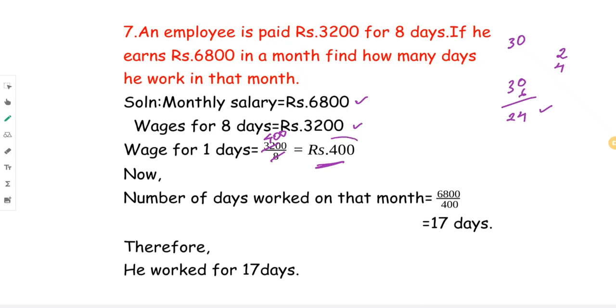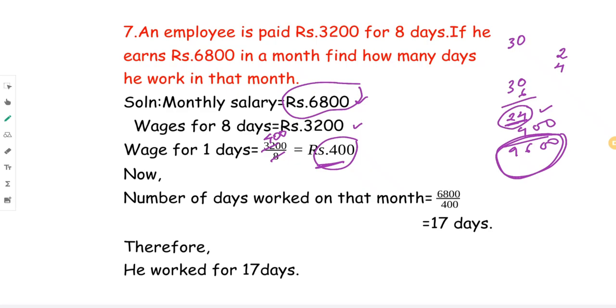And then how much does he earn in a day? 400. So let us multiply now. 400, then 4 4s are 16, 4 2s are 8, 9 0 0. So if he went to work for the entire 24 days, what would his actual monthly salary be? He would earn 9,600, right? But how much did he earn for that month? He earned only 6,800, which means that he did not go to work for 24 days. It was much lesser. That's why they're asking us to find how many days he worked in that month.